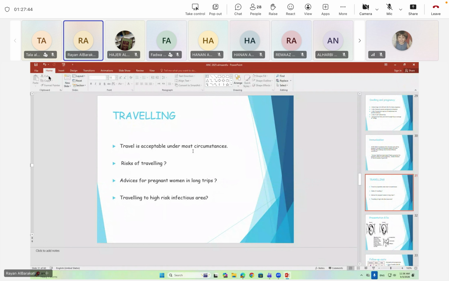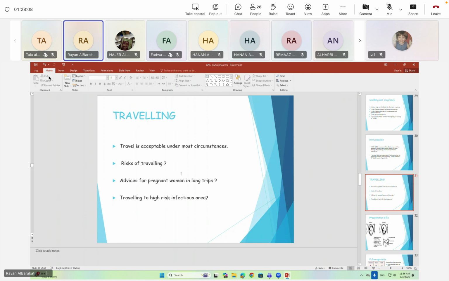Traveling is acceptable under most circumstances. However, traveling to endemic areas should be avoided, or undertaken only if really necessary. They need to take the special vaccines, precautions, or medication that would help them, like when going to a malaria-infected place or other endemic areas.